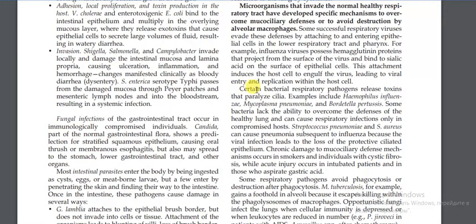So certain bacterial respiratory pathogens release toxins that paralyze cilia. As I said, this can prevent mucociliary transport and cause the inability of cilia to remove mucus, which promotes infection. For example, Haemophilus influenzae, Mycoplasma pneumoniae, and Bordetella pertussis possess these features.